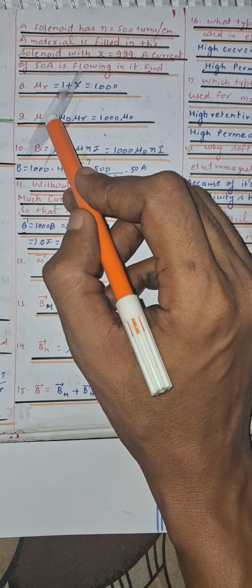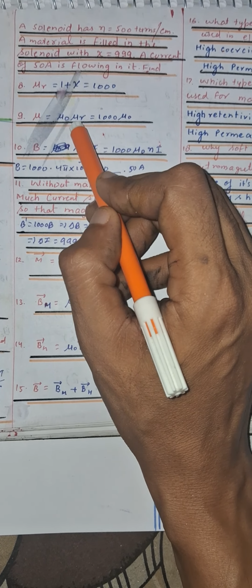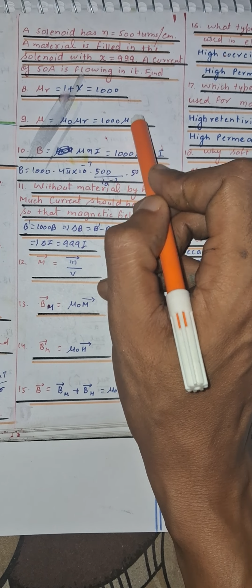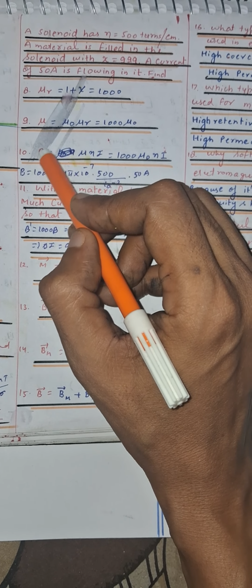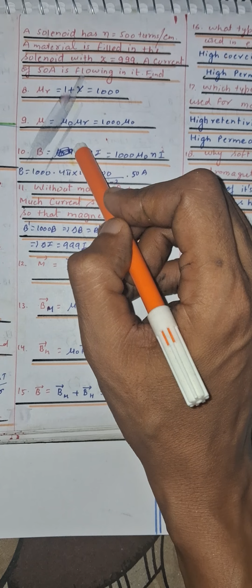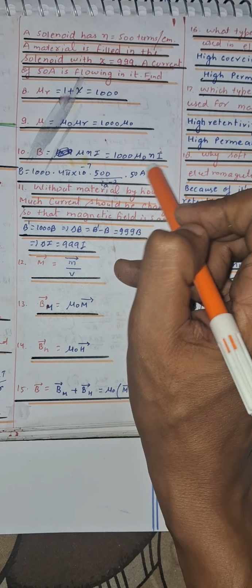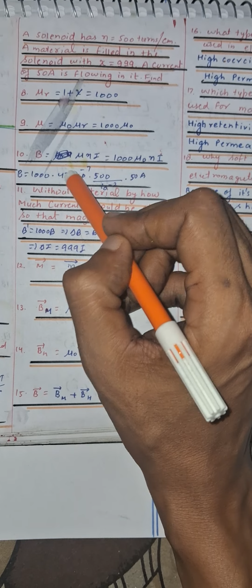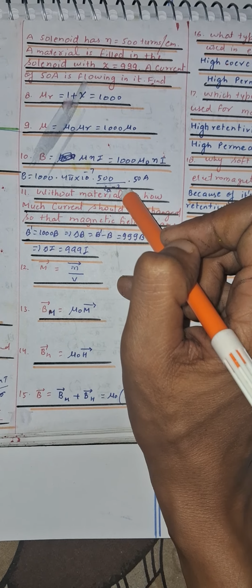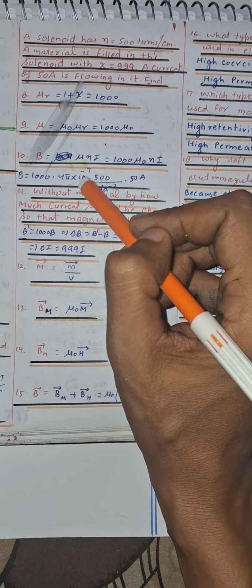Then the permeability of the medium is mu naught into mu r, which will be 1000 times mu naught. Then the magnetic field will be mu n I, so that will be 1000 mu naught into n into I. After substituting the values, we can calculate the magnetic field.